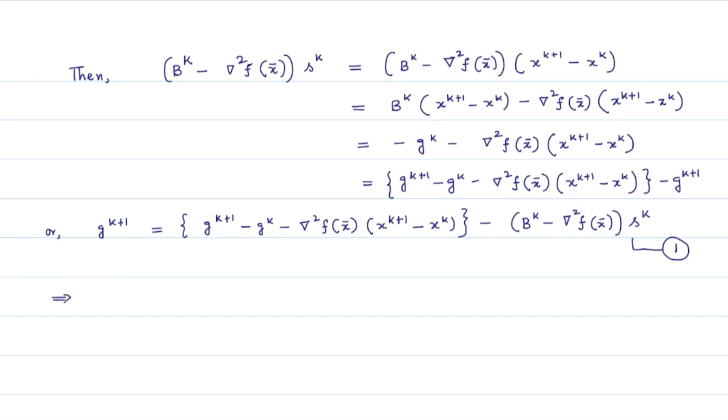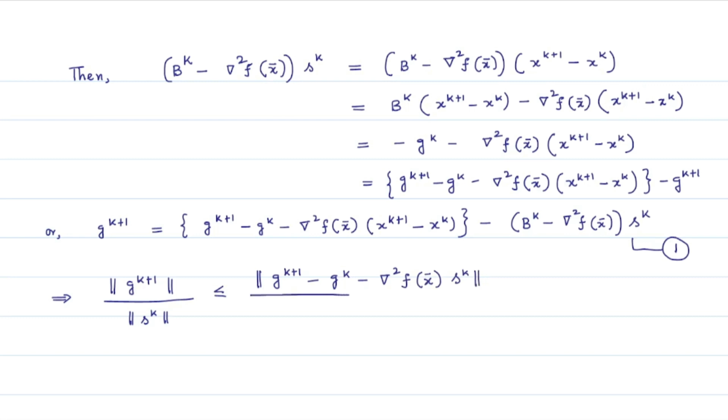Now this equation, we notice, implies that the norm of g_{k+1} divided by the norm of s_k is less than or equal to the norm of g_{k+1} minus g_k minus the Hessian at x bar times s_k, divided by the norm of s_k, plus the norm of (B_k minus the Hessian at x bar) times s_k, divided by the norm of s_k.